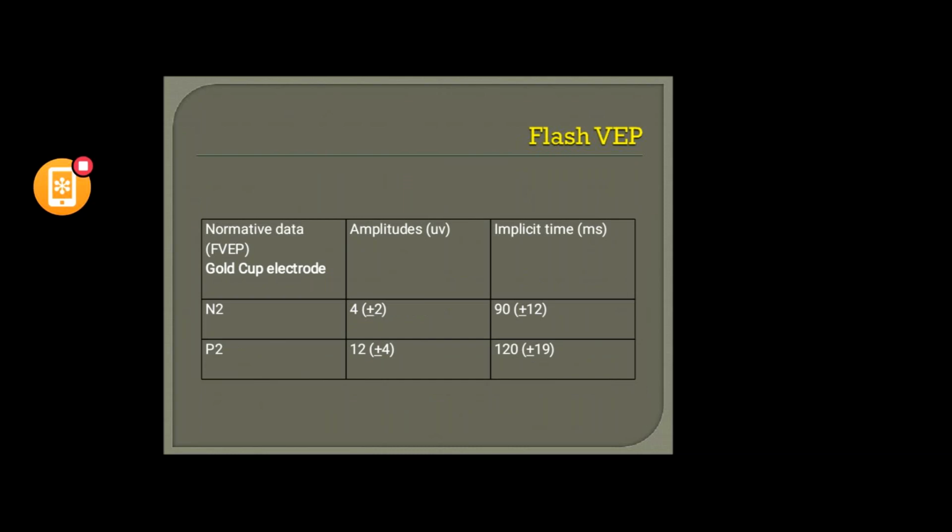Now similarly, for flash VEP, you have your normative data. I told you that flash VEP contains 4 components: N1, P1, N2, P2. In our standard, we usually look at the N2, P2 waveform. We do not consider the amplitude here in flash VEP; we only see whether the timing is formed or not. The usual N2 and P2 are around 90 and 120 milliseconds respectively.